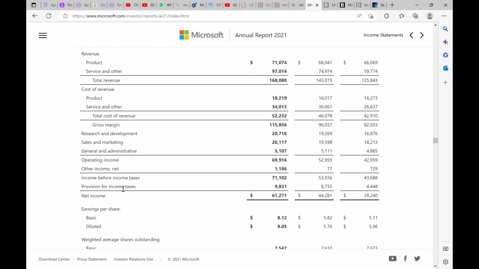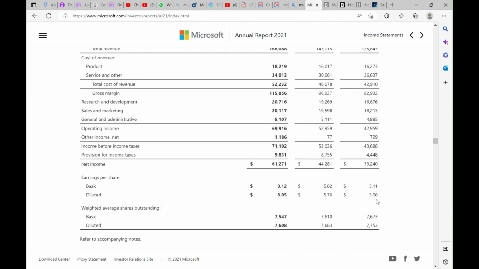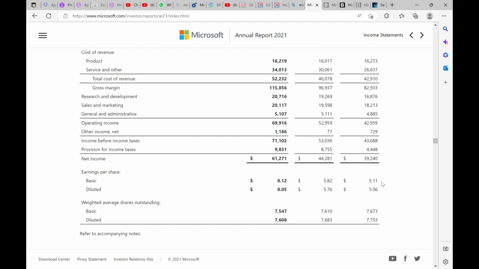So this is how we look at the net income. Finally, we see net income in 2019 is about 39 to $40 million, and increased to $44 million in 2020, and 2021 is $61 million. Means it's really good. So income is pretty good. So this is a first checkpoint we can see.